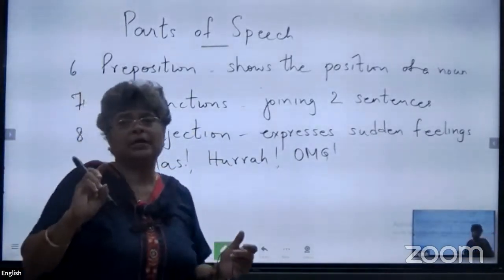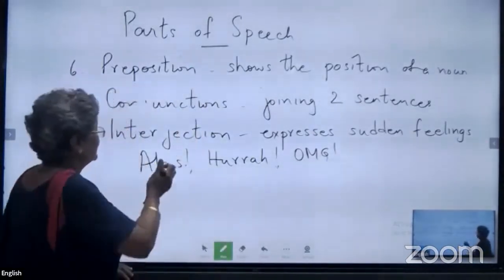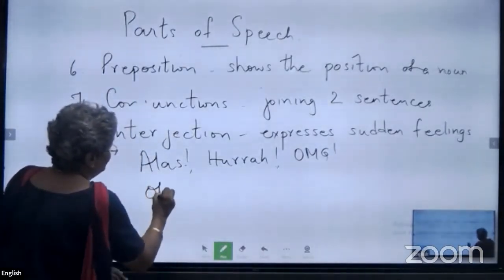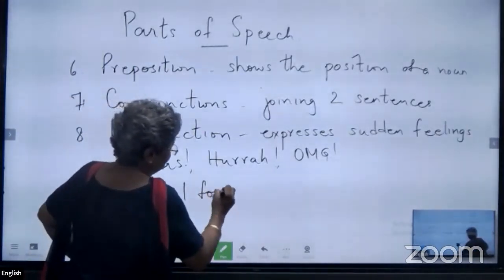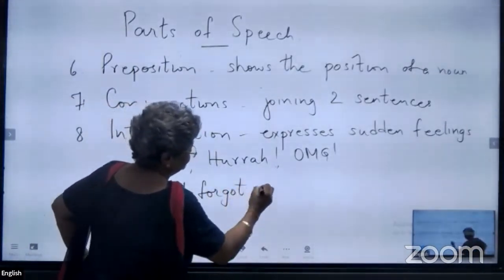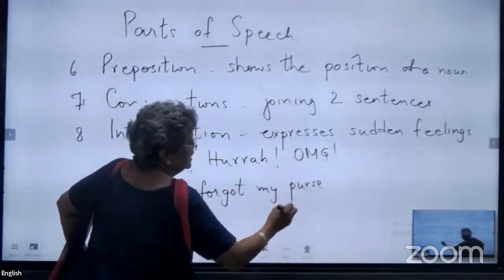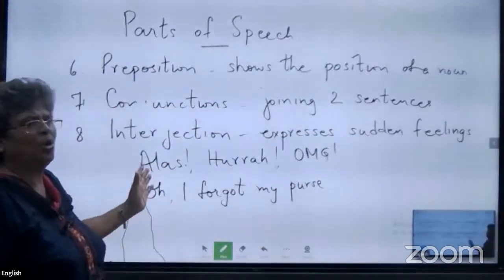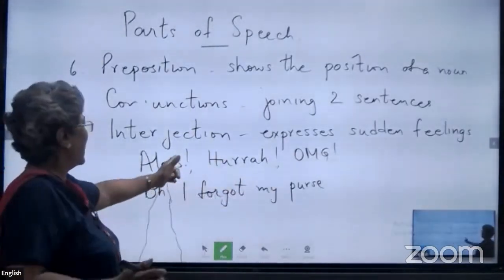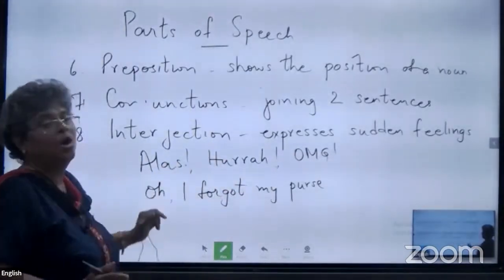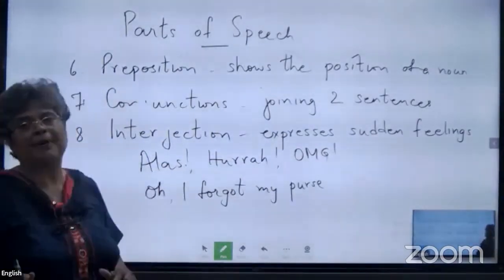But there are times when it's a soft exclamation. Then you needn't put an exclamation mark, but you can put a comma. Oh, I forgot my purse. But always remember, interjections or exclamations are always separated from the remaining sentence either by an exclamation mark or by a comma. So here are the 8 parts of speech.